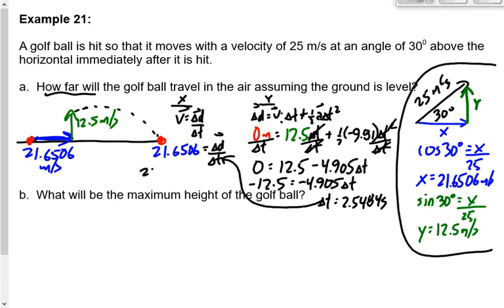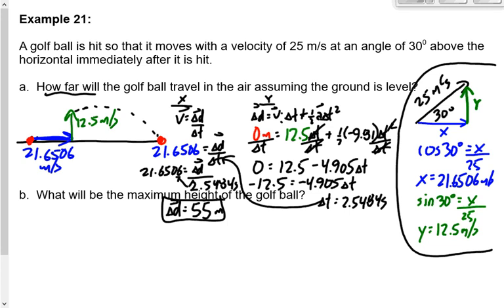21.6506 equals delta D, the horizontal displacement, over the time of 2.5484 seconds. We take the 2.5 up by multiplying, and the horizontal displacement, the x component of the displacement, is 55 meters. This golf ball travels 55 meters in the air before it hits the ground. That's it.